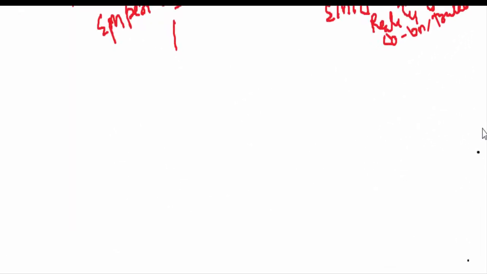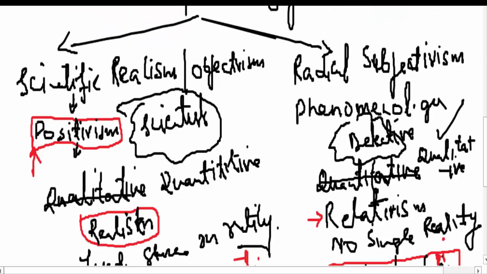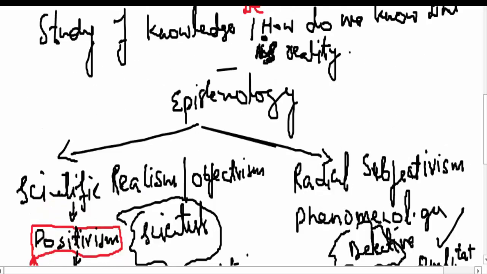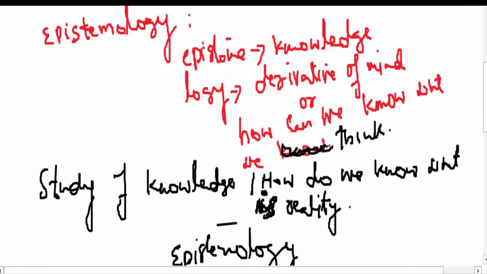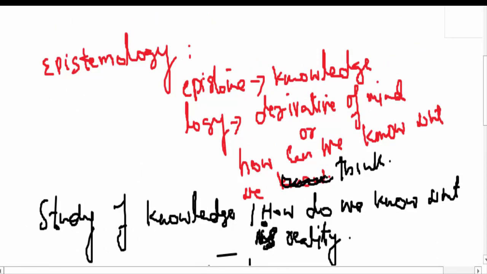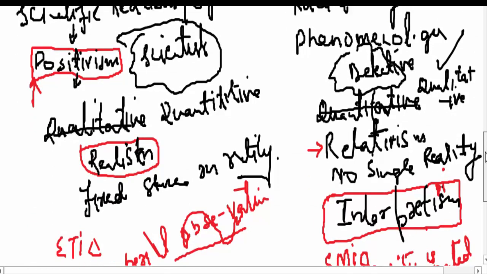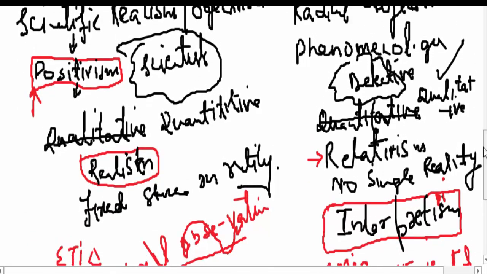Okay, let's summarize now what we have done so far. We said ontology, epistemology and axiology are the three basic thematic branches of our philosophy. Ontology is nothing but what is the reality, and epistemology is how we know that reality. And then we said there are broadly two paradigms.